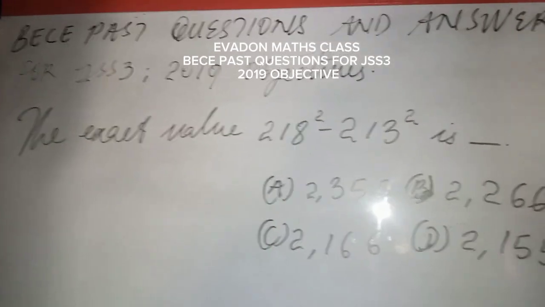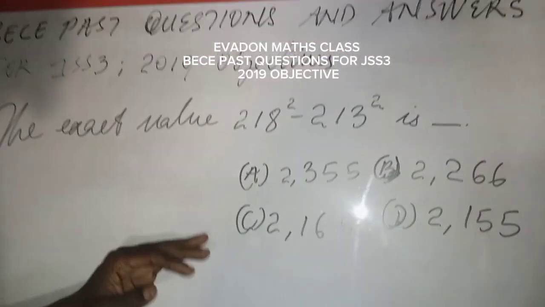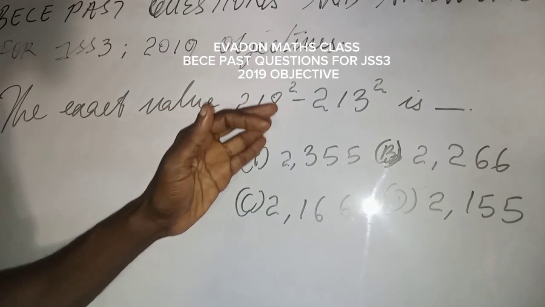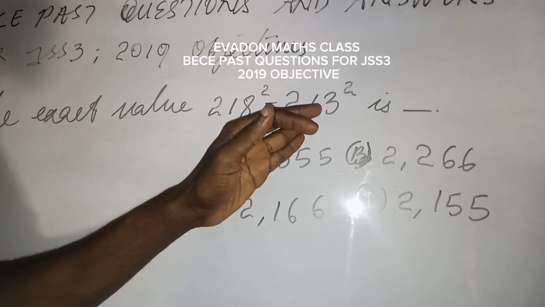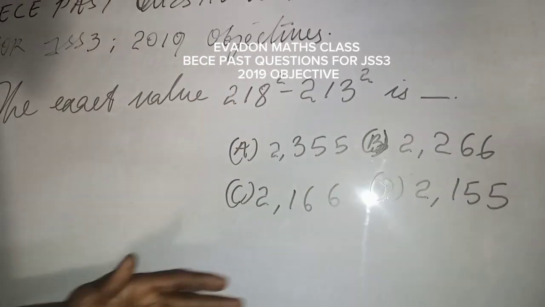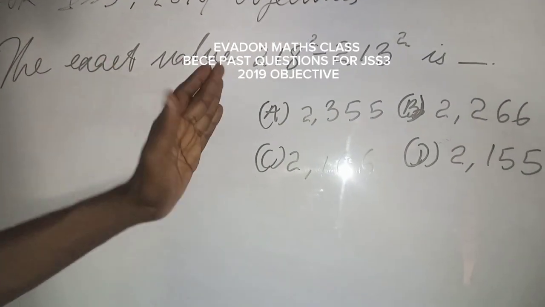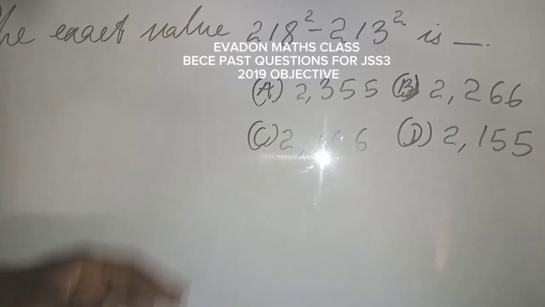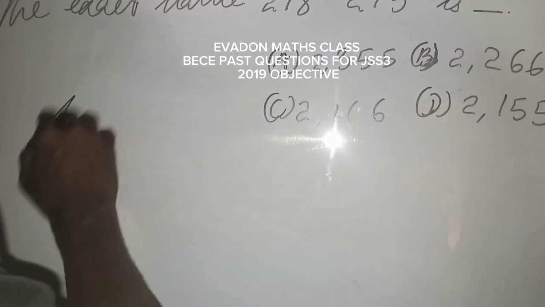In today's Everdon Maths class, we have a question before us. The exact value of 218 squared minus 213 squared is dash. I repeat, the exact value of 218 squared minus 213 squared is dash. So let's start by working.